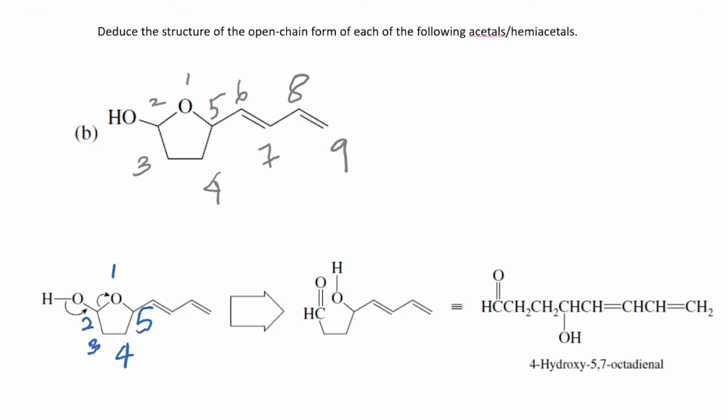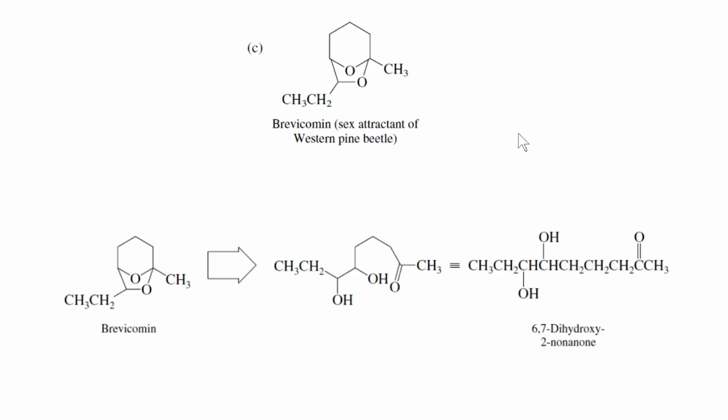Okay, so the oxygen here is 1, and this carbonyl is 2, this is 3, 4, and this carbon is number 5. So if I follow this, then the open chain compound is going to be this structure as shown here on the right. Now the next question is a little tricky because it is an acetal that is formed from a ketone and not an aldehyde, and so that's the only difference here.